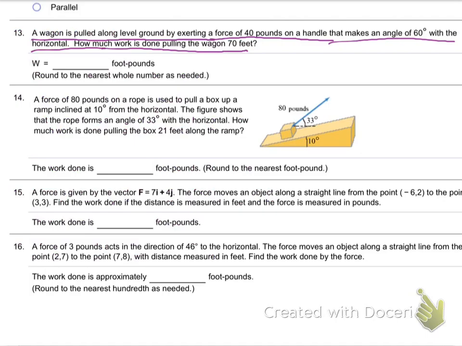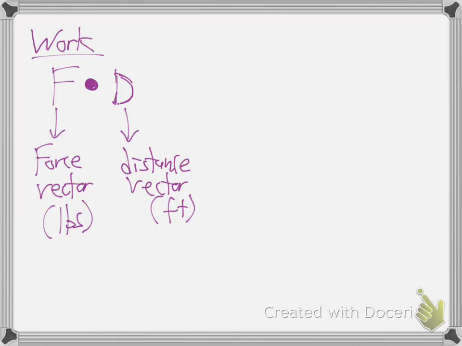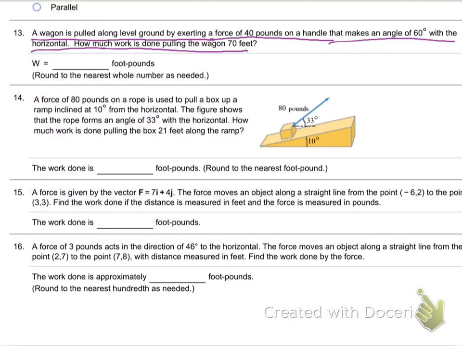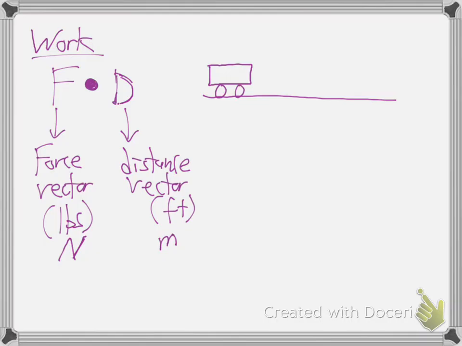So let's look at the problem. The wagon is pulled along level ground. To get the idea, I'm going to draw a picture, and that's always a challenge for me. If it was in metric, this would be newtons, and this would be meters. And the work would be newton meters, also known as joules. So we've got a wagon. All right, it's not a bad wagon for me. And then we've got this handle. What's the degree of the handle? 60 degrees.